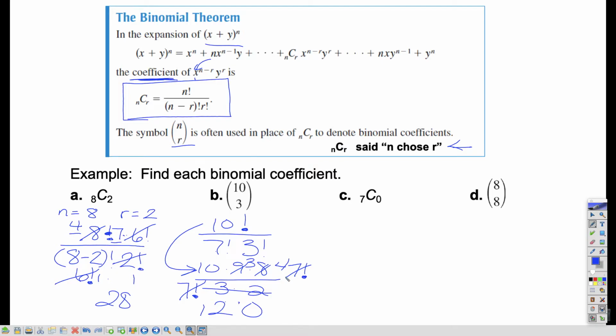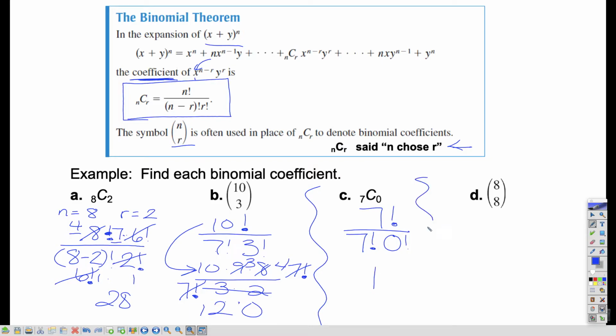Okay, let's do another one. I have 7 choose 0, yes? So it's 7 factorial over 7 minus 0 factorial, and 0 factorial. Now, 0 factorial is what? 1. It has to be 1. If it was 0, everything would be 0, right? So it's just 1, so it doesn't do anything. And then I got 7 factorial over 7 factorial, so the whole thing is just 1.